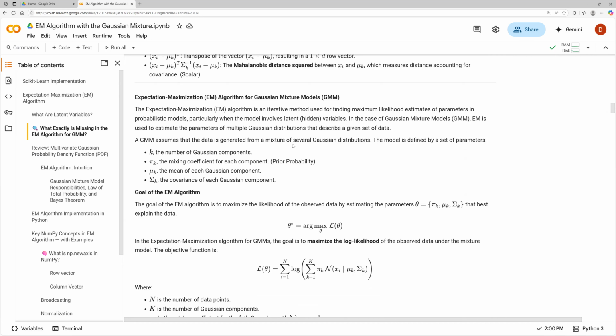Pi k is the mixing coefficient of each component. We could call that a prior probability, right? And mu k is the mean of each Gaussian component. And then the summation k is the covariance of each Gaussian component.